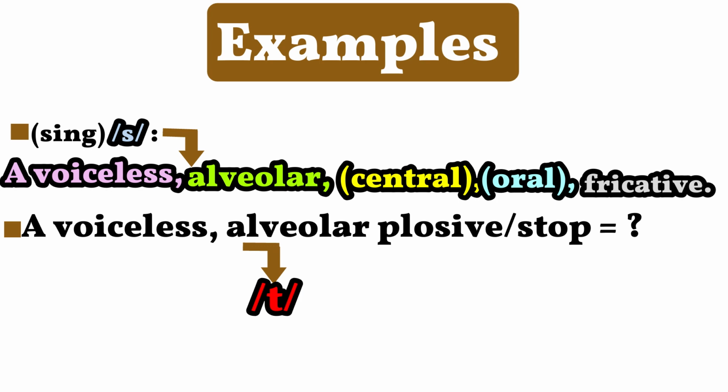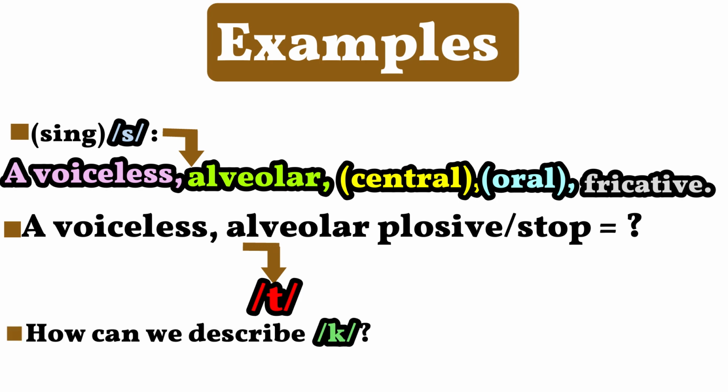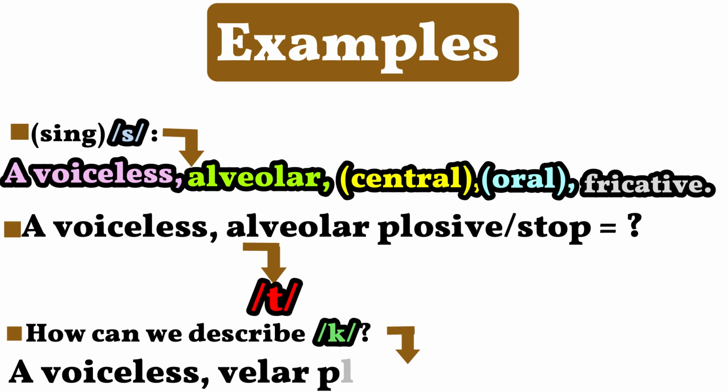Another question. How can you describe k? Think about it. K. Oh yes, it is first voiceless. It is a velar, and that's the place of articulation. K, k. It is a plosive because there is that explosion. And at the end, when we say k, after the explosion, there is a stop. So it is a voiceless velar plosive stop.